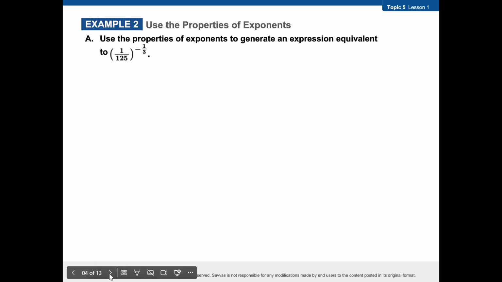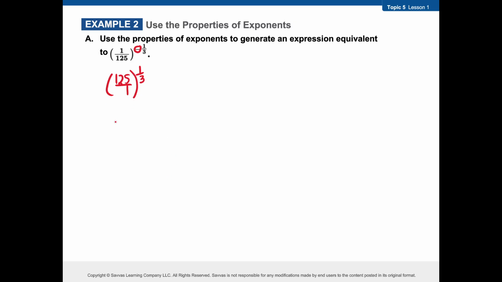Next, we have 4 different examples of properties of exponents. Here we have a negative exponent. This does not mean that your answer is going to be negative. Your answer cannot have a negative exponent, so your very first step would be to get rid of that negative by making 1/125 into the reciprocal. So the reciprocal of 1/125 would be 125/1, and then that makes it a positive 1/3.